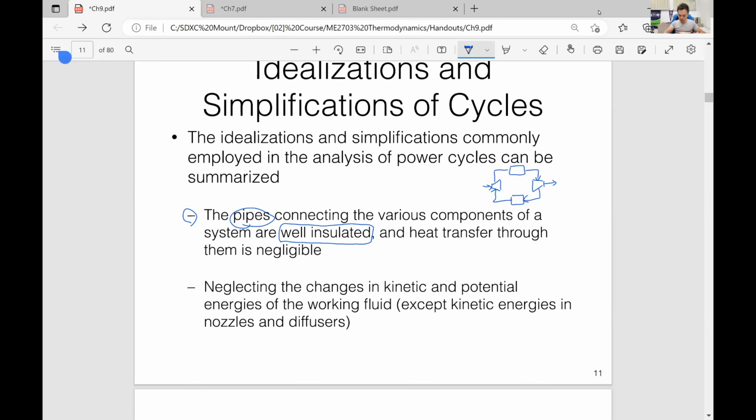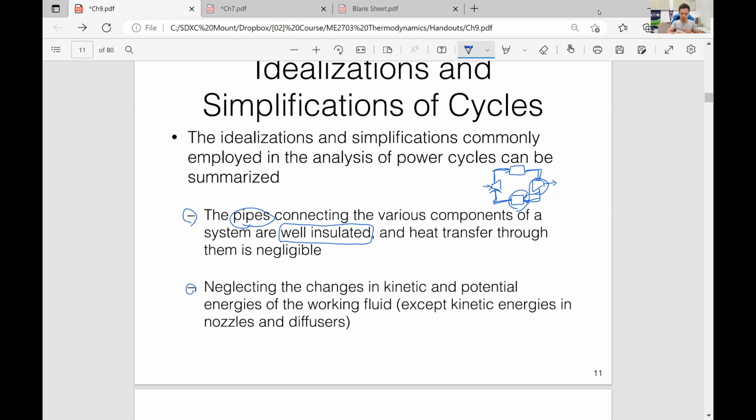So these arrows are the pipelines. These pipelines are assumed to be well insulated, so there's no heat transfer out of these pipes. For the pipe, we assume there's no friction and it's adiabatic. So, two assumptions just for the pipes. These pipes are used to connect various components, like connecting a turbine and the boiler or the condenser, things like this.